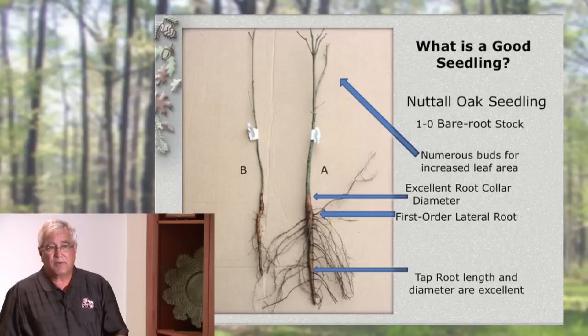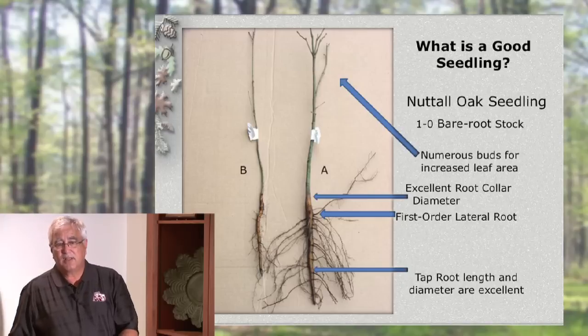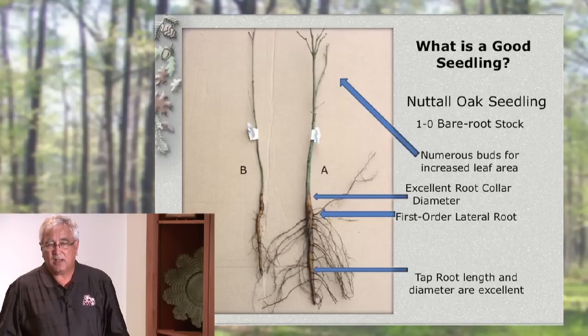You have very, very poor root collar diameter. You have hardly any first order lateral roots at all. The taproot is long enough, however, it is not the diameter that we would require, nor do we have the buds that we need for increased photosynthetic area.